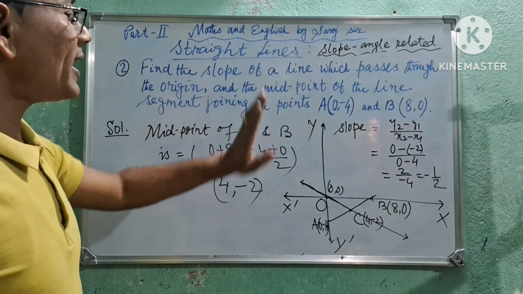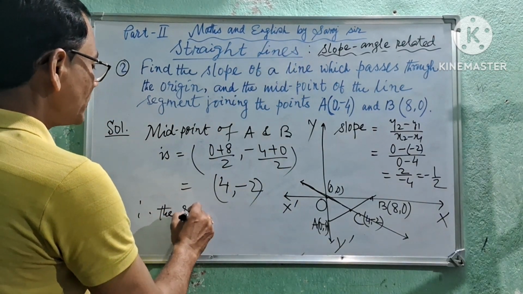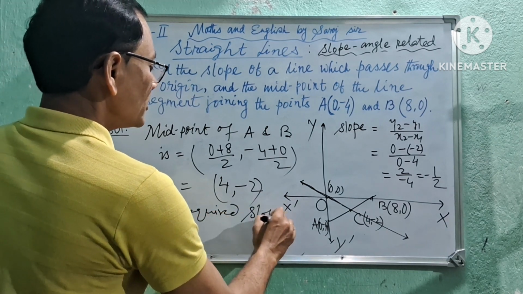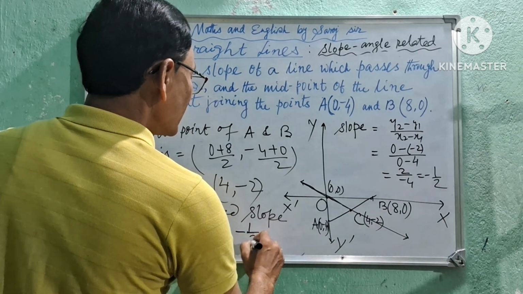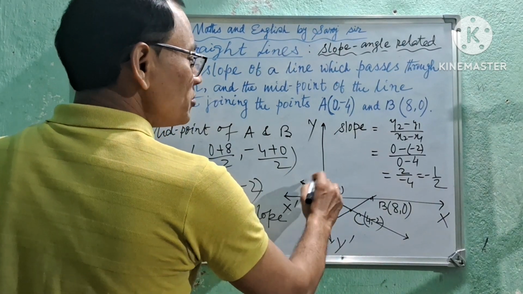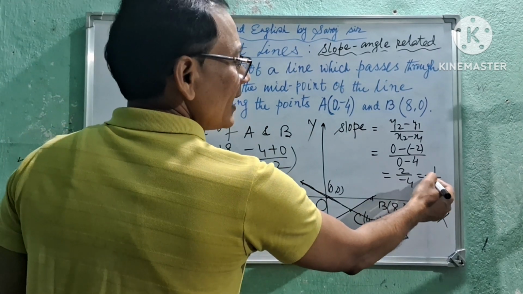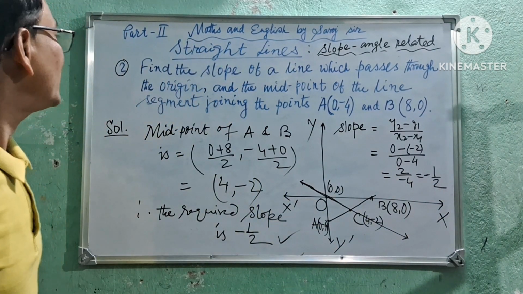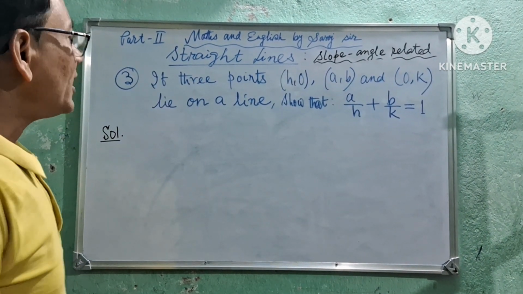Find the slope of the line. So the required slope is minus half. Since it is an obtuse angle, making an obtuse angle with the x-axis, we got the negative value. This is done. We move on to the next sum.